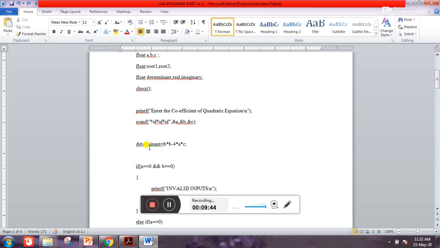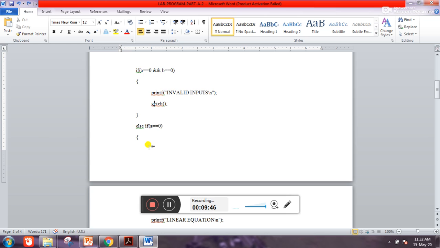After finding the determinant value, next you check whether the a and b values are 0. If a and b are both 0, then you can't find the roots of the quadratic equation. If only a is 0 and the others are not, then we get a linear equation. So if a and b both are 0, we can't find the roots. That's why first we check if a equal to 0 and b equal to 0. If both are equal to 0, then printf invalid inputs.